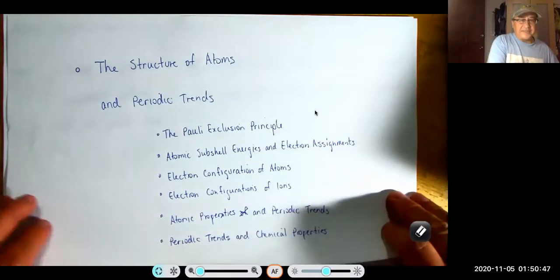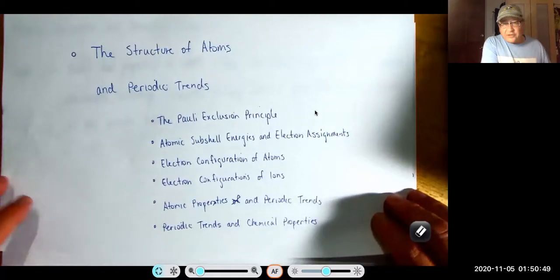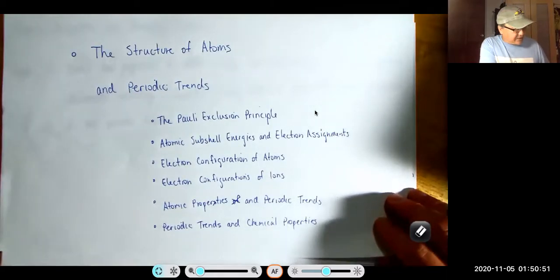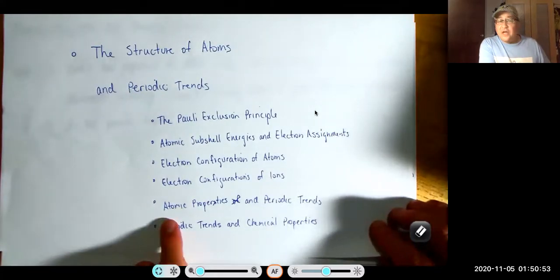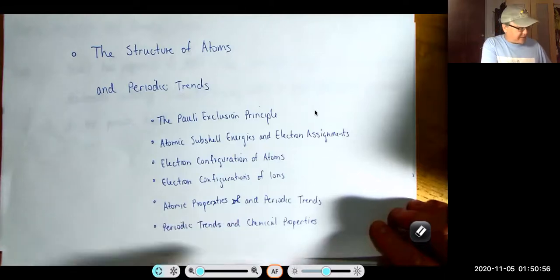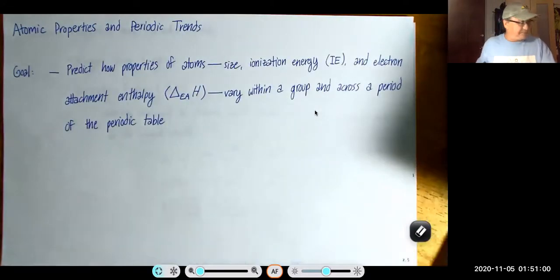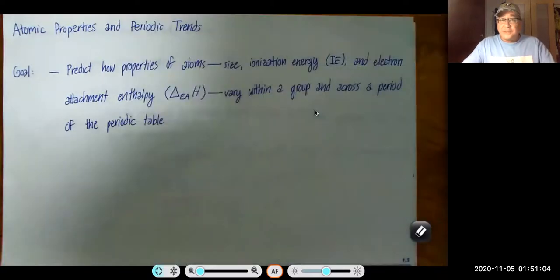Okay, this next section out of the structure of atoms and periodic trends will be atomic properties and periodic trends. So let's go ahead and get to it. So atomic properties and periodic trends.